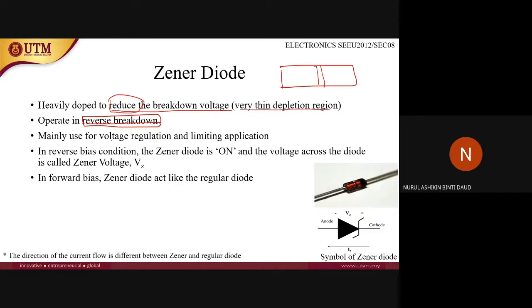Okay, so mainly used for voltage regulation. The voltage regulator that I mentioned just now usually contains a Zener diode, and it is also used in limiting applications. So that is the function of the Zener diode. In reverse bias condition, the Zener diode is on, and the voltage across the diode is called the Zener voltage. That's why there is a Z here, which represents the word Zener, VZ usually. In forward bias, the Zener diode acts like a regular diode, which is off.